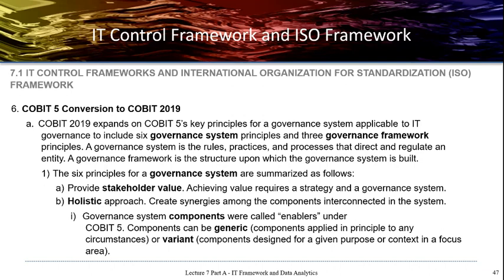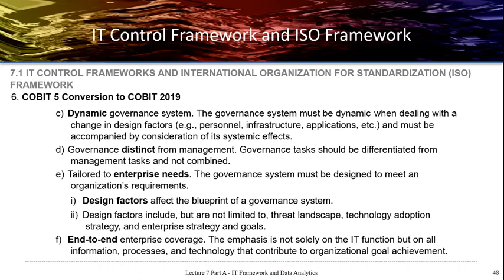We look at synergies among components interconnected in the system. So, governance system components, called enablers under COBIT 5. Components can be generic components applied in principle to any circumstance, or variant components designed for a given purpose or a context for the focus area. So that can be a generic component and the variant.